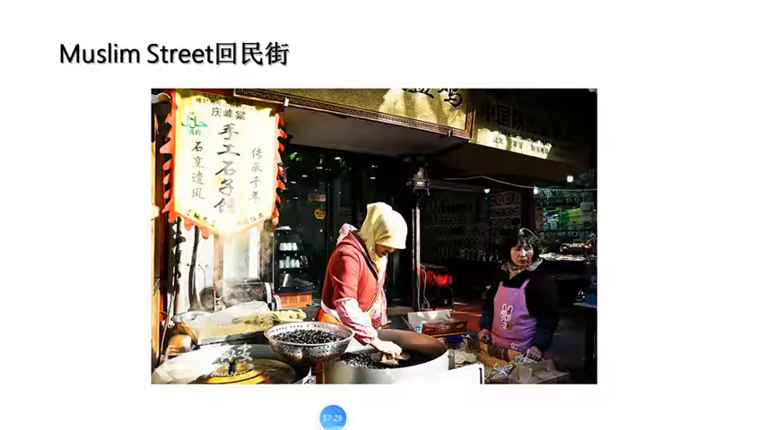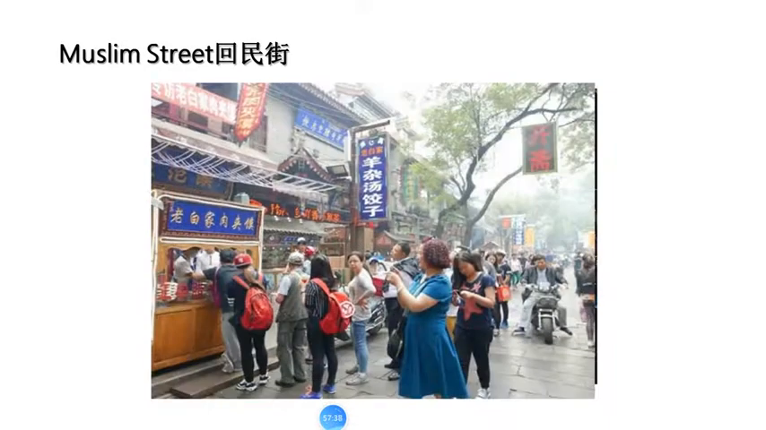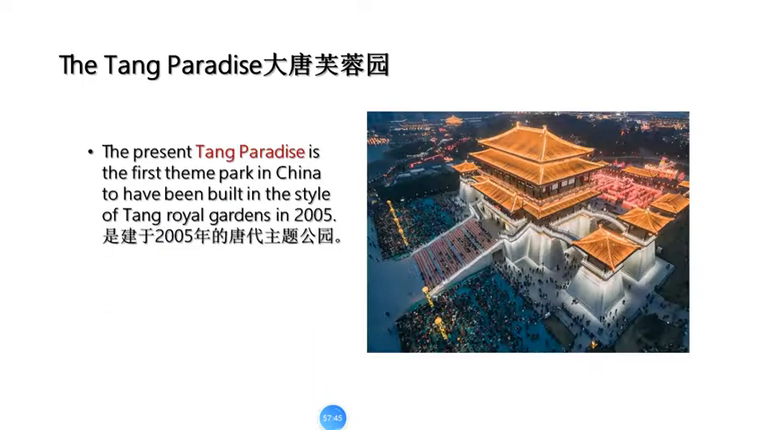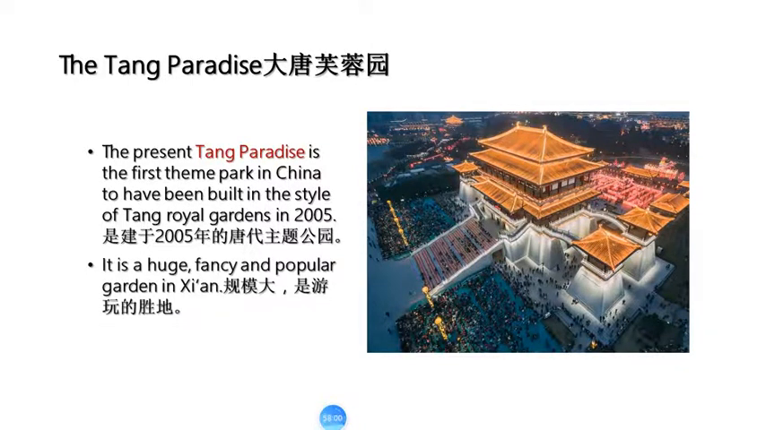Near the Great Mosque is a famous Muslim street. Here, people can try all kinds of Muslim snacks. The Tang Paradise. The present Tang Paradise is the first theme park in China to have been built in the style of Tang Royal Garden in 2005. It was a huge, fancy, and popular garden in Xi'an.